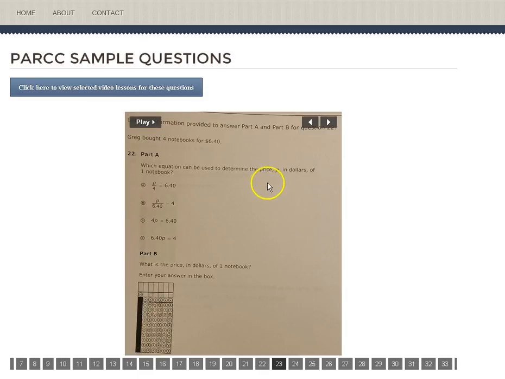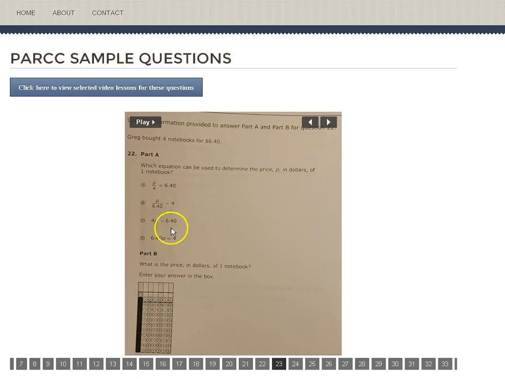Okay, so question 22, part A, is looking at just reasoning through numbers to figure out how to come up with an equation for this situation. The situation is Greg bought 4 notebooks for $6.40. Part A is asking which equation can be used to determine the price P in dollars of the one notebook. We've got P divided by 4 equals 640, P divided by 640 equals 4, 4 times P is 640, and 640 times P equals 4.